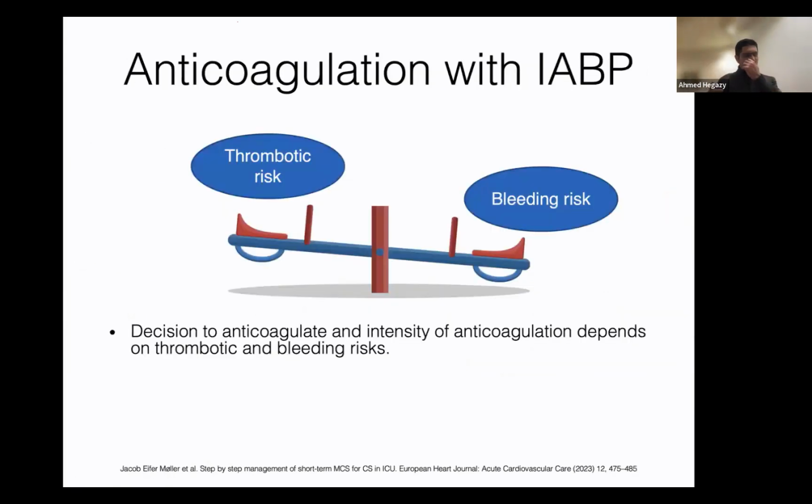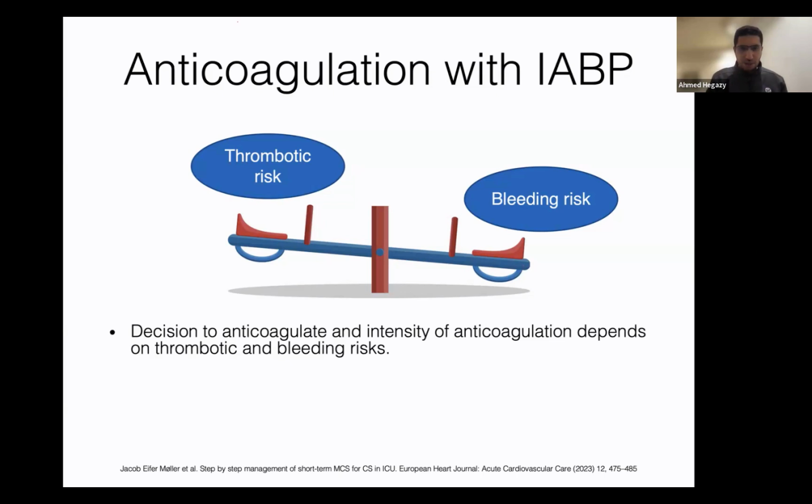So do we anticoagulate, do we not? The decision to anticoagulate and the intensity of anticoagulation depends on the thrombotic risk and the bleeding risk. If they're high risk for bleeding, like in the post-op settings, we usually will not anticoagulate therapeutically. If there is a thrombotic risk that is huge, if they're in the cath lab, if they're getting an angioplasty, then anticoagulation is likely going to be indicated.